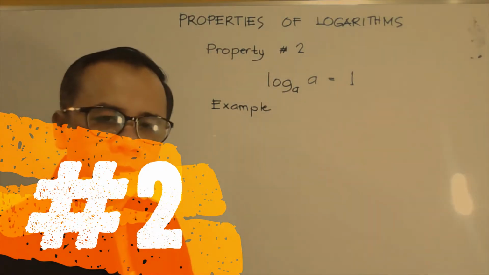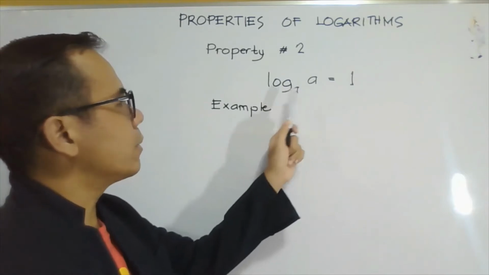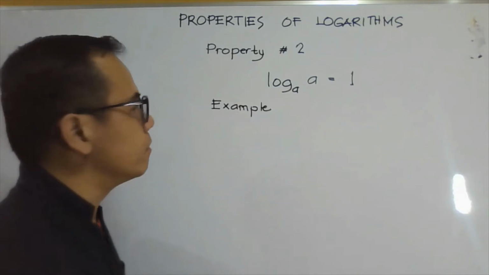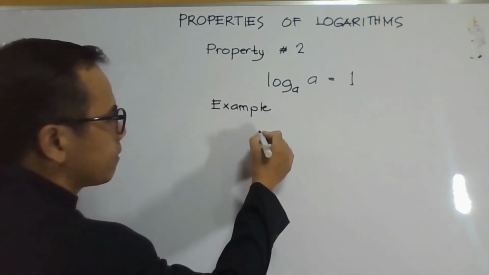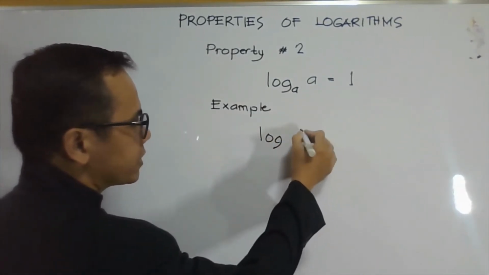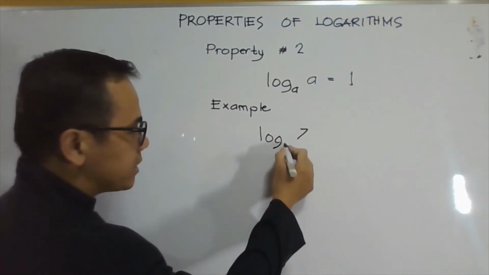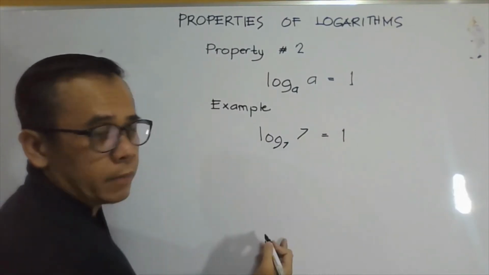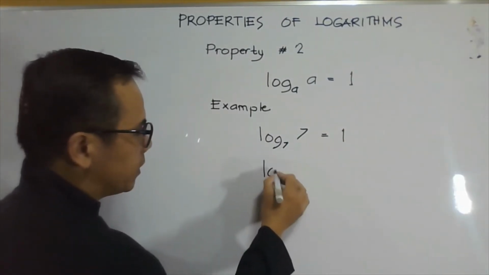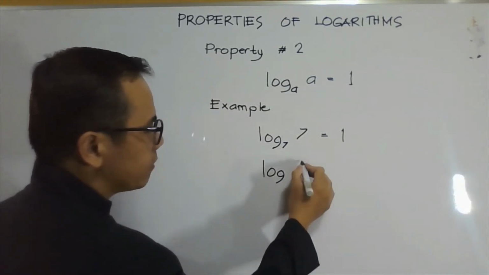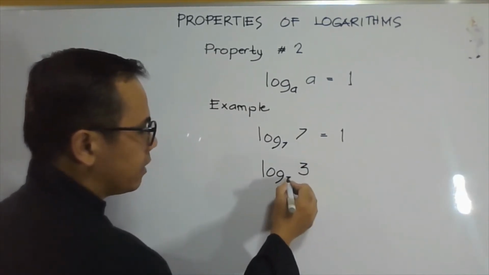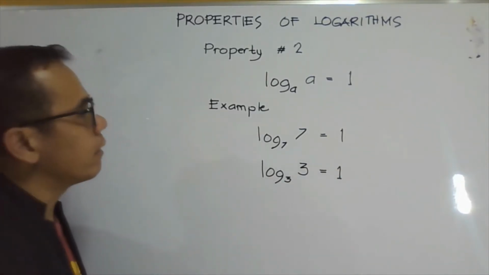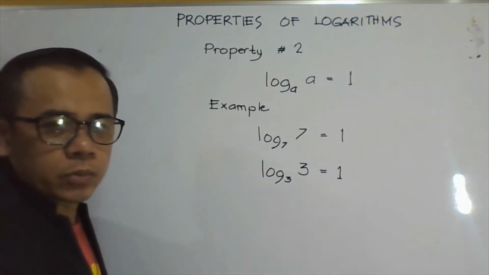The second property of logarithm is a logarithm of a base a is always equal to 1. For example, a logarithm of 7 with base 7 is equal to 1. Another example, a logarithm of 3 base 3 is always equal to 1. That is property number 2.